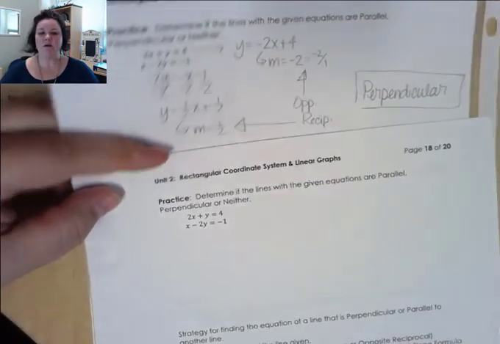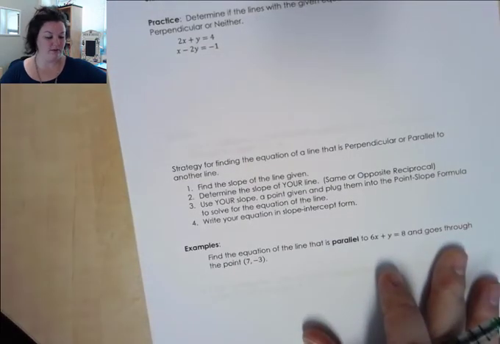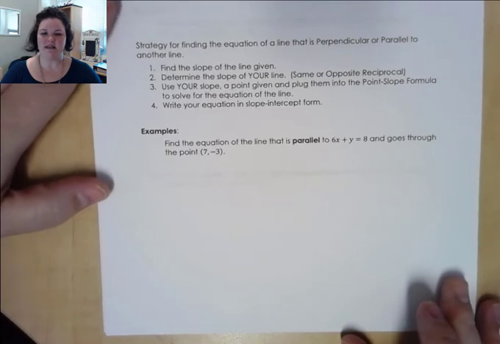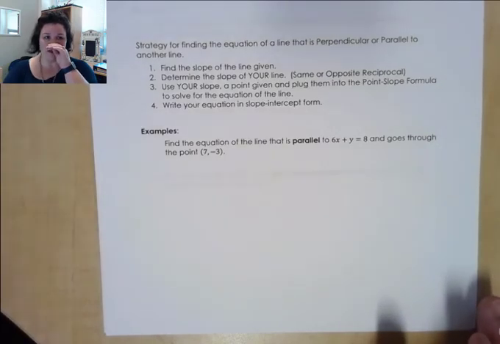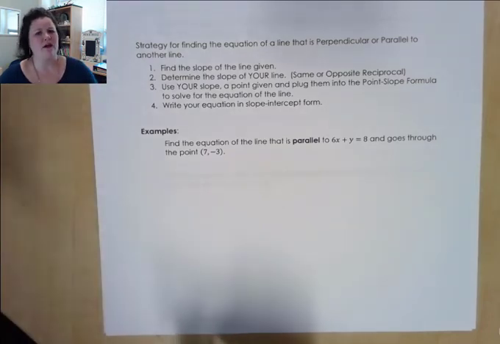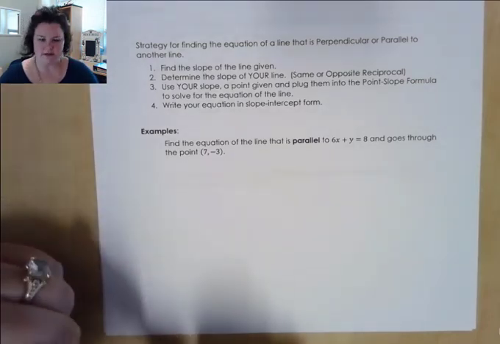All right, so now we kind of understand what parallel and perpendicular lines are. Now we want to use that to be able to find the equation of a line based on this idea that it's either parallel or perpendicular to another line, okay?